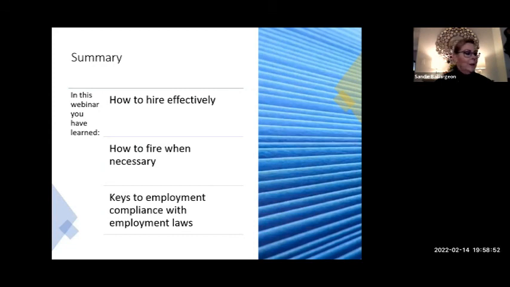So in summary, what we've talked about is how to hire effectively, how to fire when necessary, and some general keys. There's a lot more involved, but some keys to compliance with employment laws.